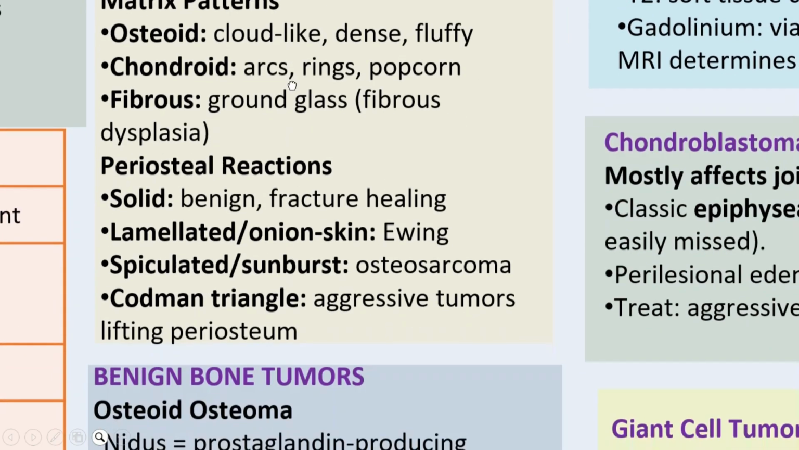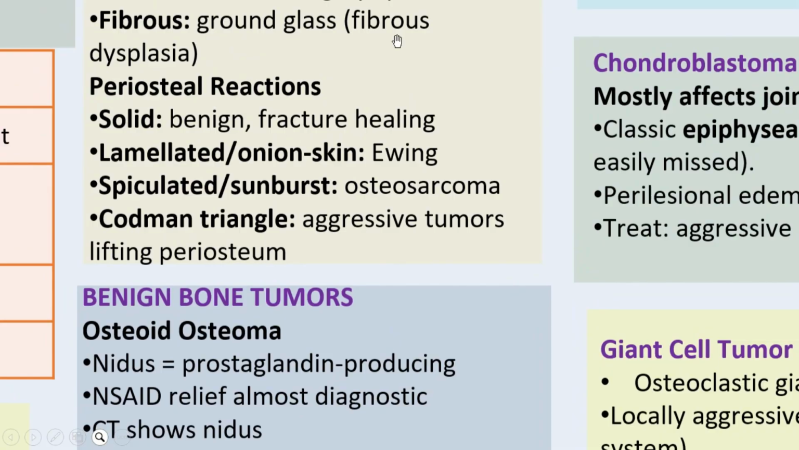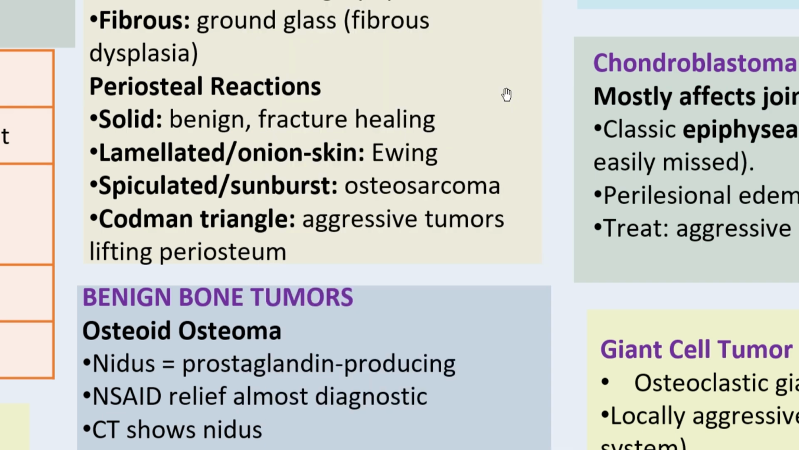When we look at the periosteal reaction, it can be solid. When we have a solid periosteal reaction, that is benign, or a fracture that is healing. So there is just basically some little periosteal reaction in these things. Then when we have a lamellated, or what they call an onion skin, it is pathognomonic for Ewing sarcoma. Then the spiculated or the sunburst is going to occur in osteosarcoma.